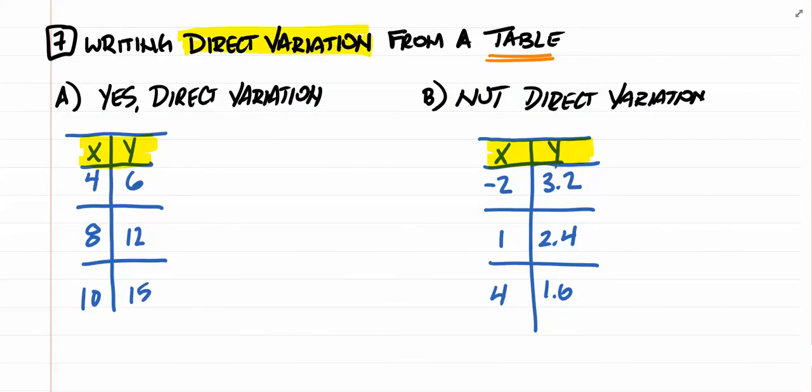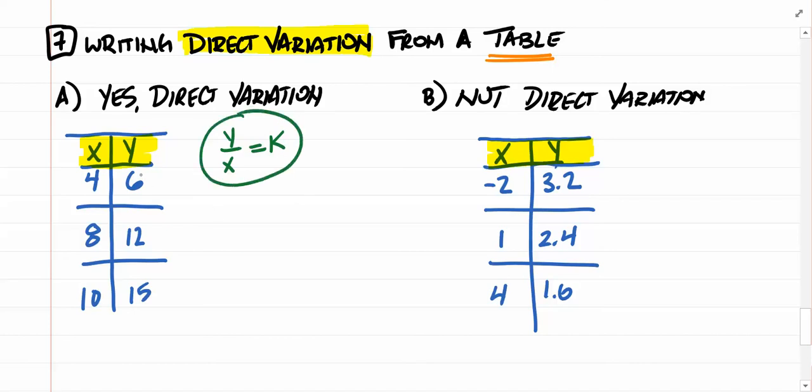Box number 7 is all about how to write direct variation from a table. I have two tables here for you. Table A represents direct variation. I'm telling you now that it does. Table B does not represent direct variation, and I want to show you how this works. Remember, we have to have the ratio of y over x, and that has to be a constant value k. This is the definition of direct variation for us.